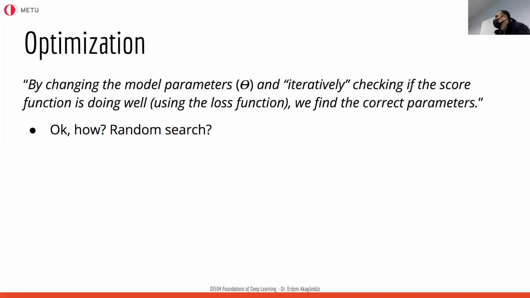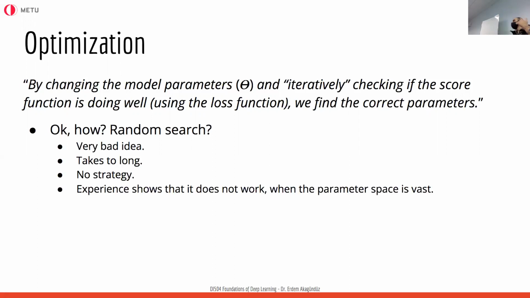Well, there are many methods. And believe me, even random search is a method. But it doesn't work for deep learning models. So why is random search a bad idea? When you randomly search the entire space, you can find it, and there's nothing stopping you from finding it. First thing is, it takes too long, because the parameter space we have will be hundreds of thousands of dimensions.